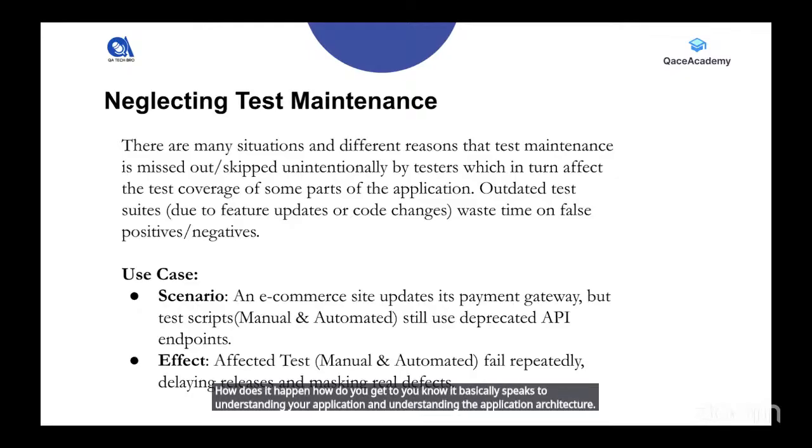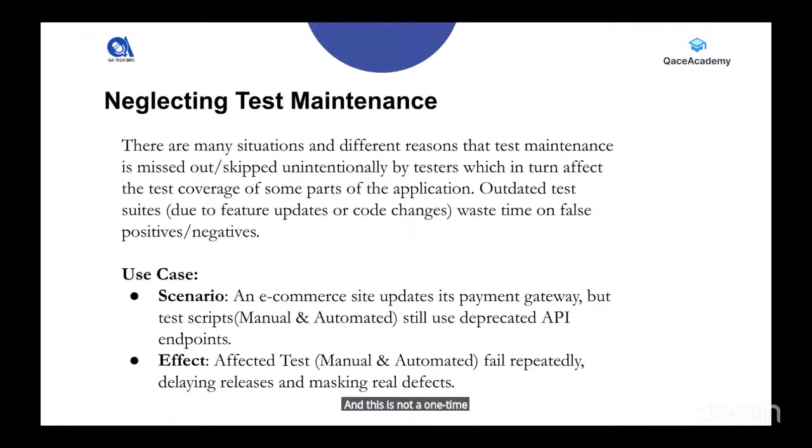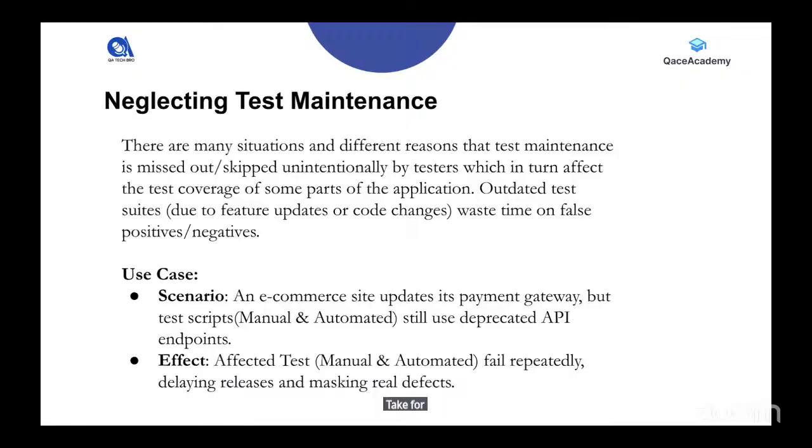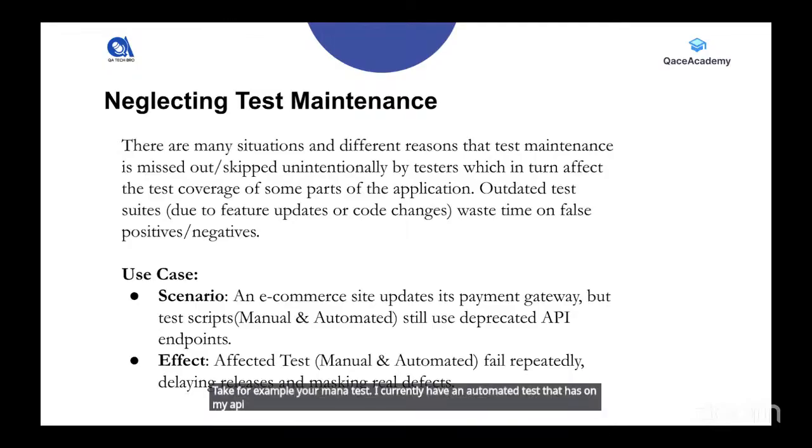Test maintenance: neglecting test maintenance. This is something a lot of us battle with. This is not a one-time thing, in all honesty, something we keep battling with. In fact, I currently have an issue balancing it right now, because there are cases where you work on an application and it has a large chunk of test cases. Take, for example, my automated test on my API: my pre-request scripts alone have almost 70 lines, and talk less of the manual test cases, which are about 2,000 scenarios right now.